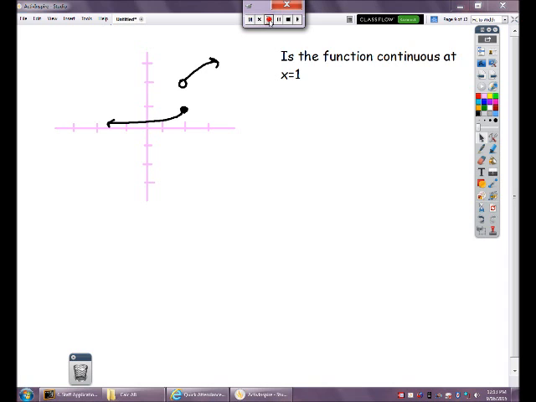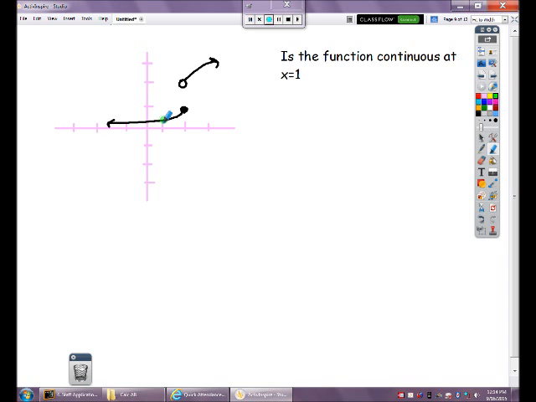If I ask you the question, though, is this function continuous at the point x equals 1? The answer to this question is yes. The limit at x equals 1 does exist. So the limit as x approaches 1 from the left and the limit as x approaches 1 from the right is the same. Therefore, the limit exists, which is roughly at 1/2 to 1/3 on my graph.